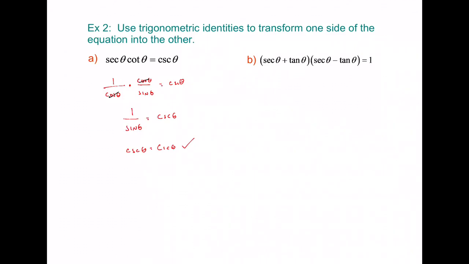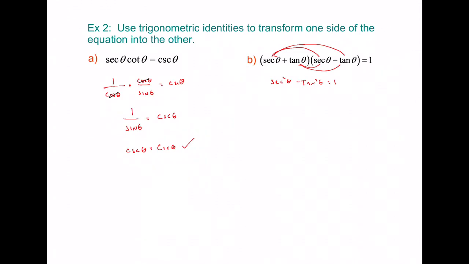So on part B, we have secant theta plus tangent of theta times secant of theta minus tangent of theta. We could start to mess with these, but let's go ahead and distribute here and see what happens. We get secant squared of theta, and those are conjugates of each other, so their middle terms are going to cancel out. This right here would be secant of theta, tangent of theta, the negative, and then tangent of theta, secant of theta would be the positive, so those will cancel. So all we're left with is minus tangent squared of theta is equal to 1. Well, secant squared minus tangent squared of theta.